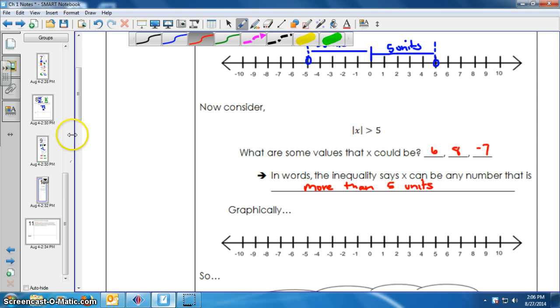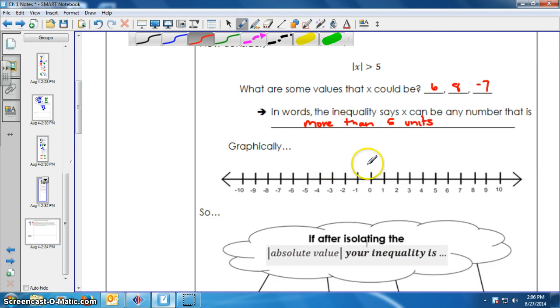So what that would look like graphically, again at 0 here, then more than 5, well here would be those 5 units, but we want more than that. So that would be anything going this direction, 5 or more. And then looking at it the other direction, we would be anything going this way. Because this is 5 units, we want more than. So not anything in here, but everything on the left or the right.